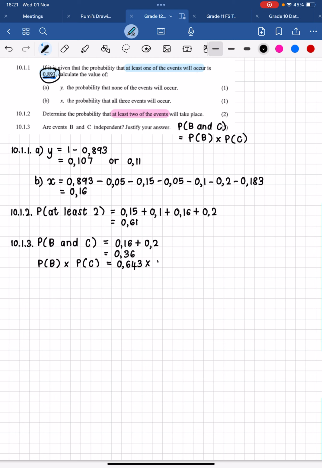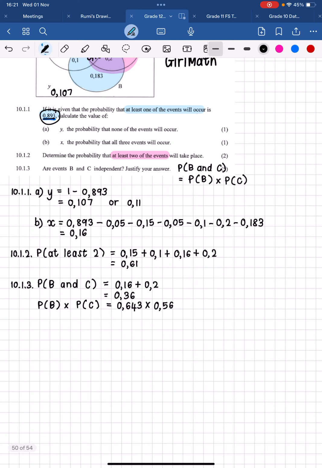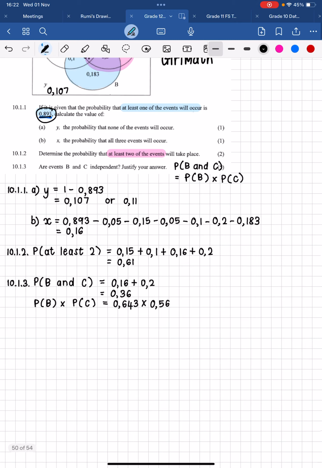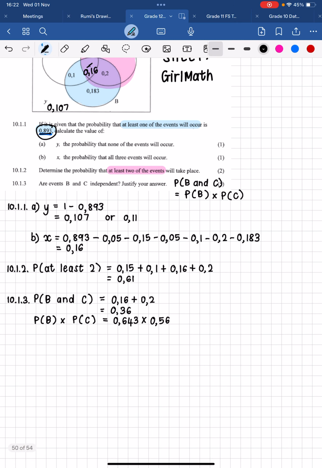All right, so the probability of B is 0,643 times, what did I get for the other one? I think it was 0,56. Let me just quickly check that. Yes, sorry guys, I calculated the wrong one first. So let me just quickly double check that number. 0,56, yes, absolutely.